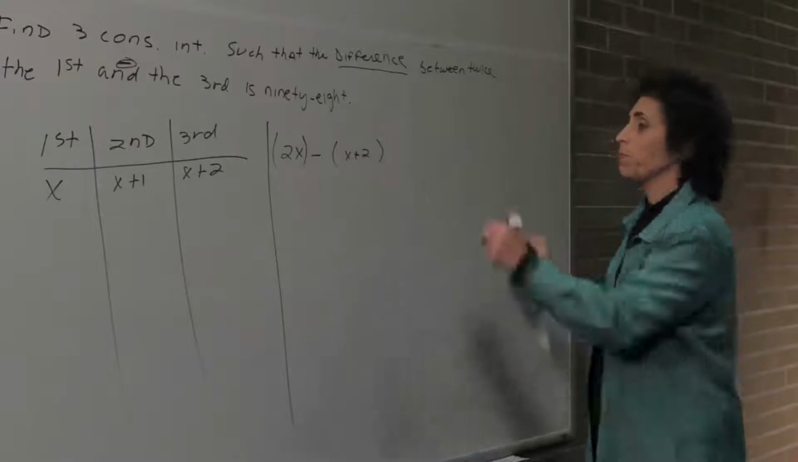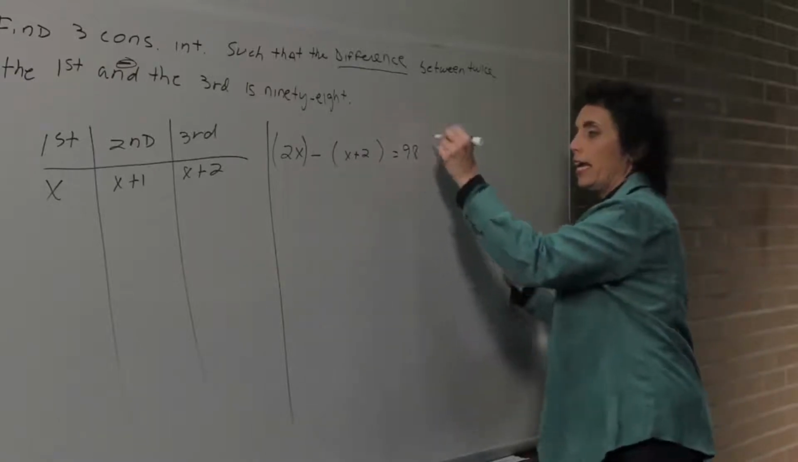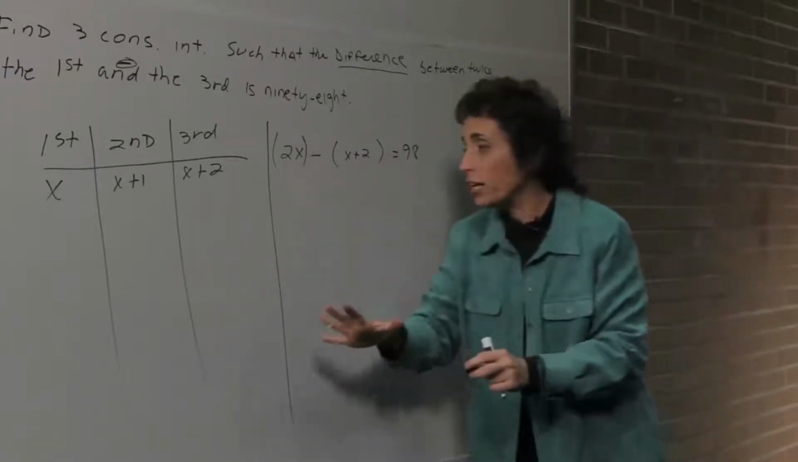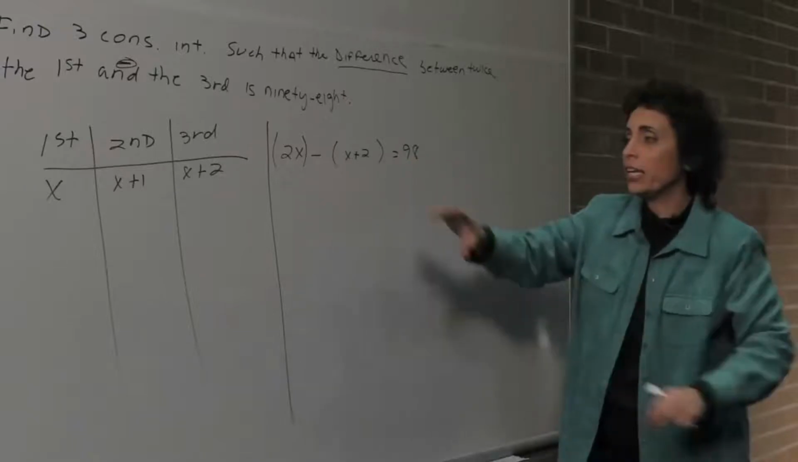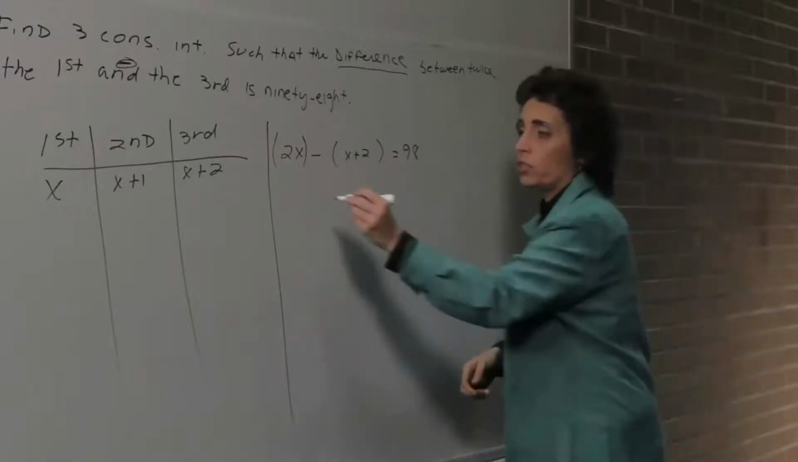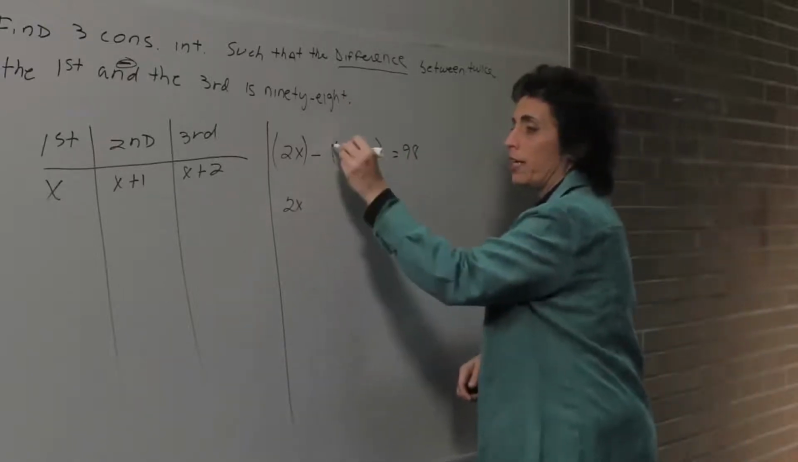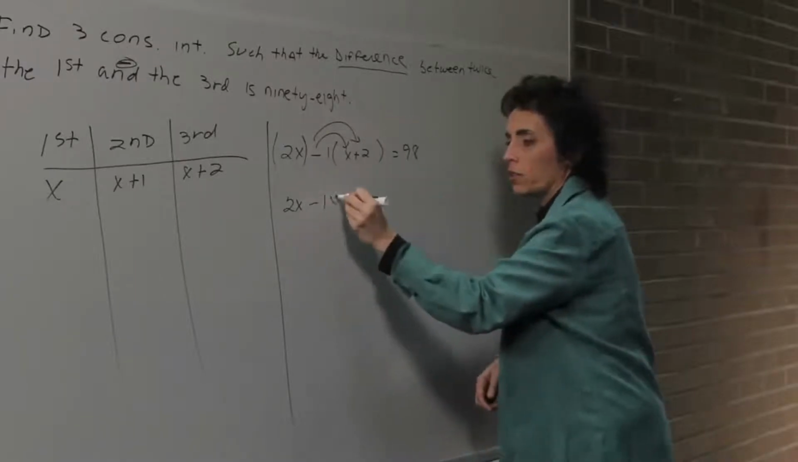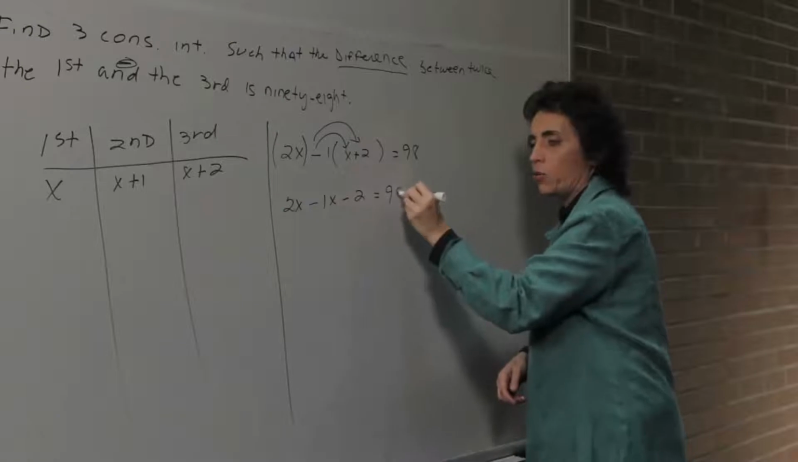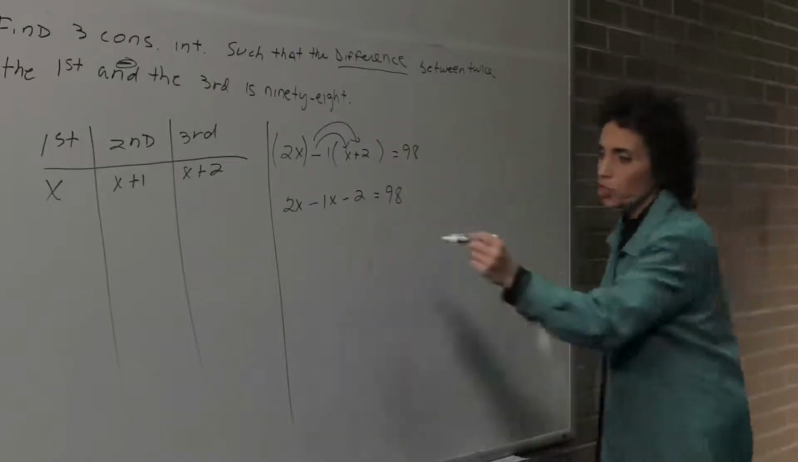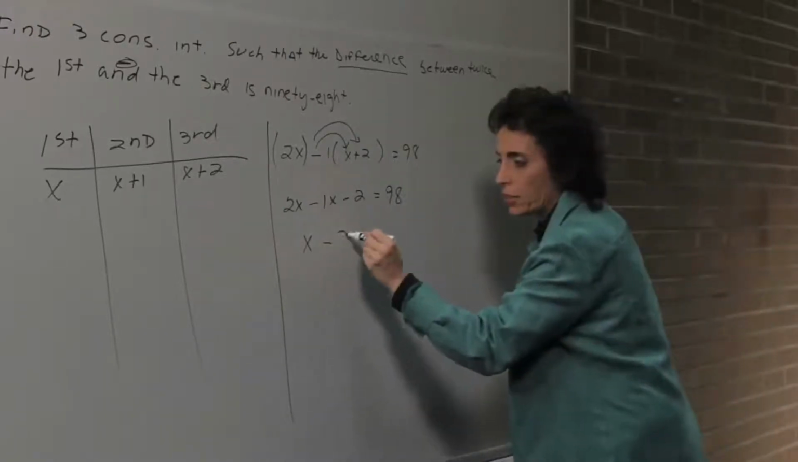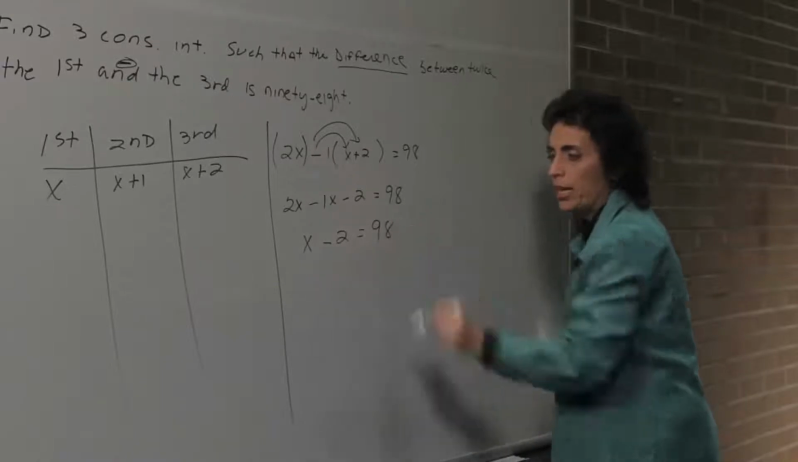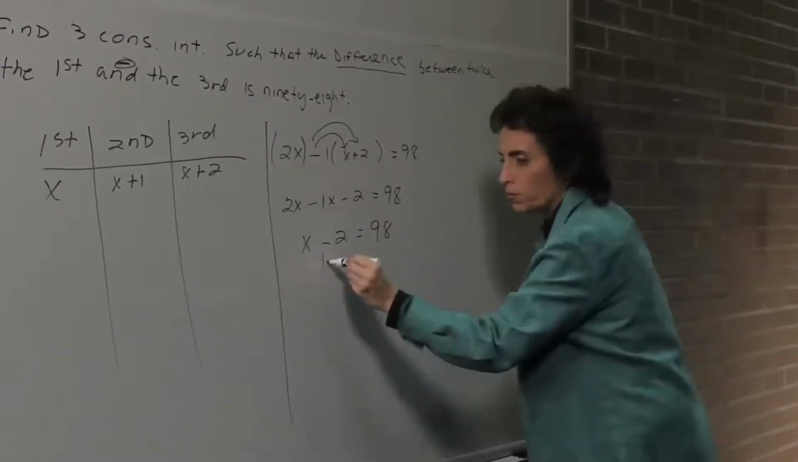That's important. Is 98. Now never simplify anything or start solving until you have all the parentheses off. So this is just 2x distributed into negative 1, negative 1x minus 2. And then it equals 98. 2x minus 1x is x, minus 2 equals 98. We'll add 2.